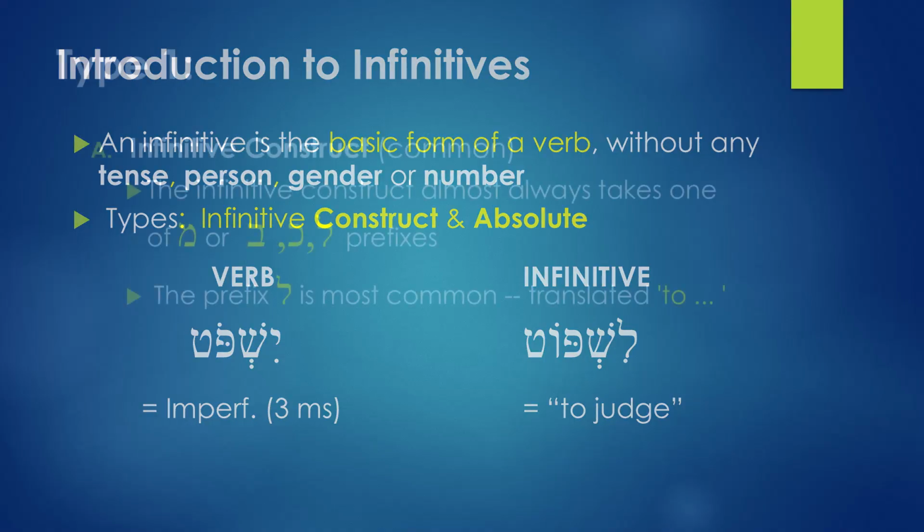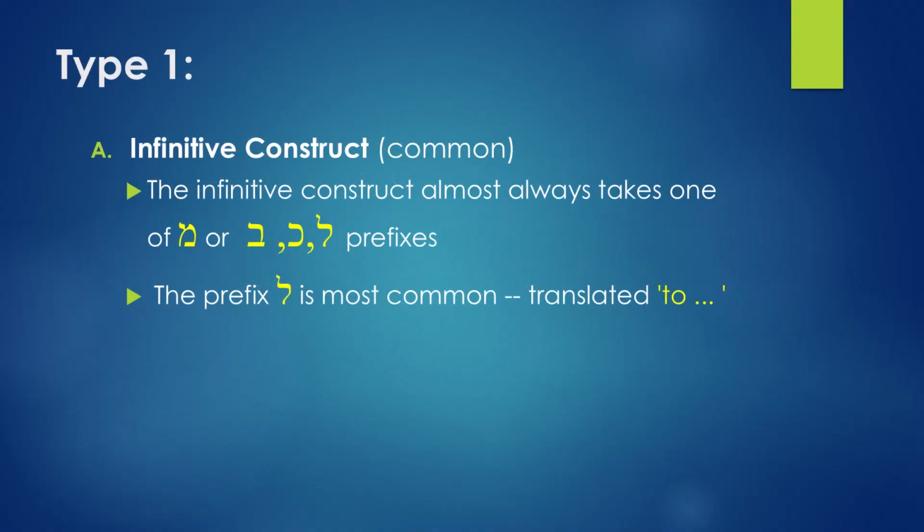Now let's look at the types. The first type of infinitive is infinitive construct. Remember, we said there are two types: infinitive construct and infinitive absolute. And we said among the two, infinitive construct is the most common. It's called infinitive construct because when you're constructing it, you add prefixes to it. These are prepositions like lamed, kaf, bet, and these are the ones that you add to the infinitive construct when you're constructing it. Among these prepositions, the most common one is lamed, the le preposition. That one is very common. In fact, around 84% of them are going to be with the preposition le.